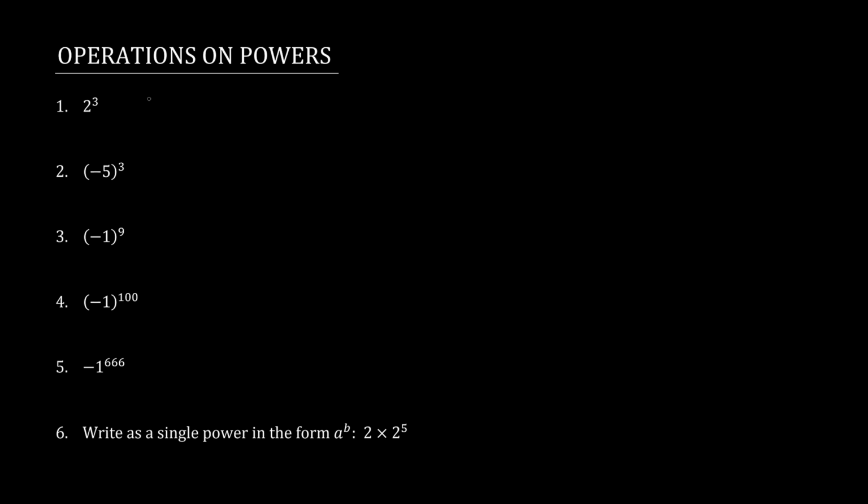Let's review some operations on powers. What's 2 to the exponent 3? 2 times 2 times 2 is 8. This exponent means that we're multiplying 3 times.